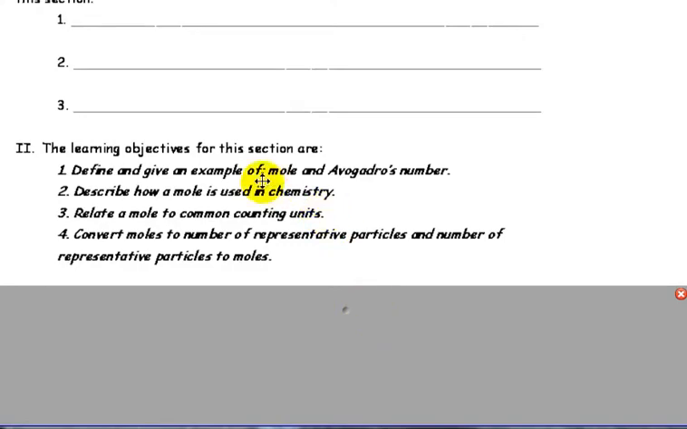So what we'll be looking at here, the objectives: define and give an example of the mole and Avogadro's number, describe how a mole is used in chemistry, relate a mole to common counting units, and convert moles to numbers of representative particles and number of representative particles back into moles.